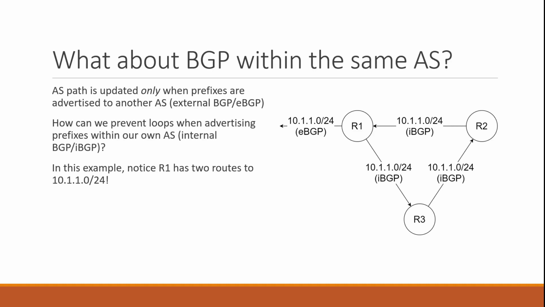In this diagram, you can see that R1 has two routes to 10.1.1.0/24. One is via its external neighbor, while the other is via its internal neighbor. When the external prefix goes down, we end up with the picture we saw 2 slides ago, with traffic silently circulating between R1, R2, and R3 until it's dropped. Clearly, this re-advertisement is causing a problem, so how do we fix it?